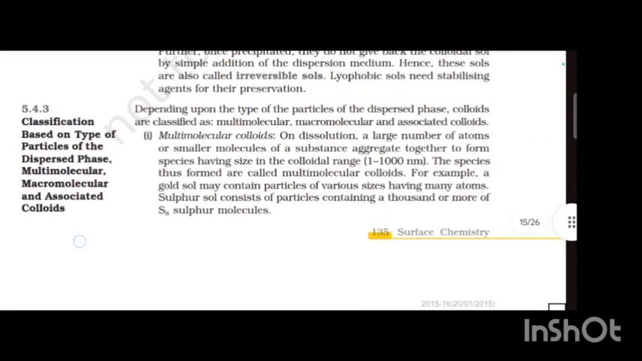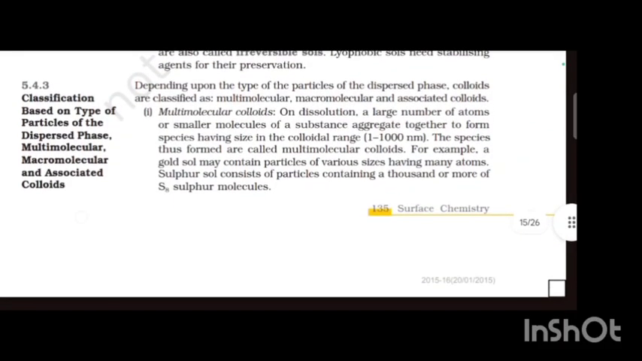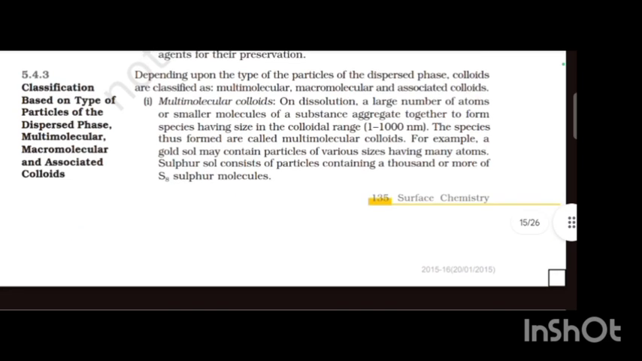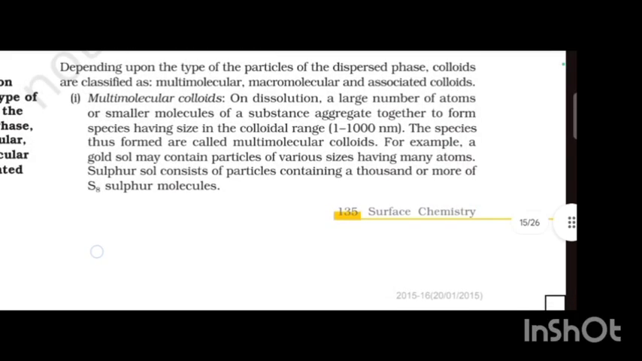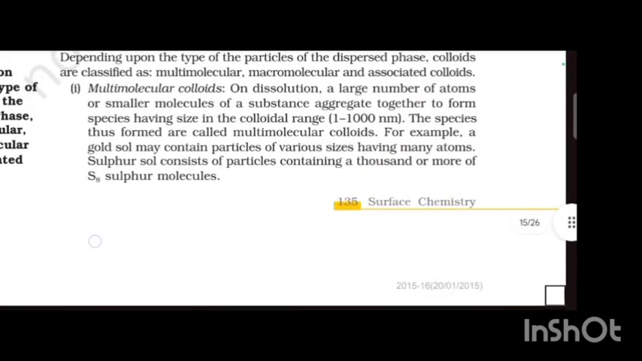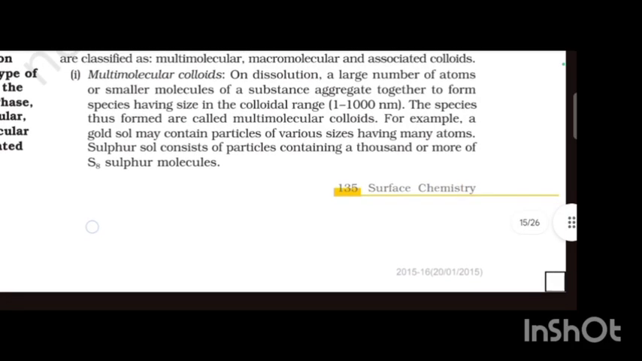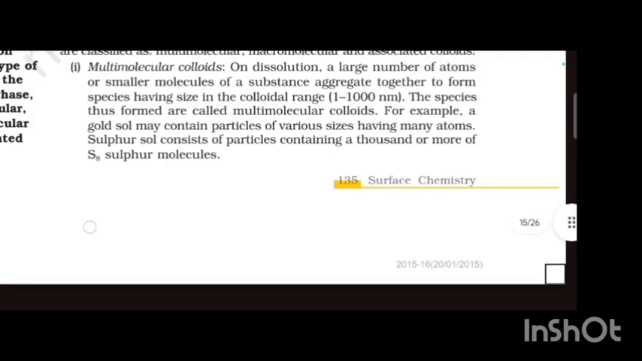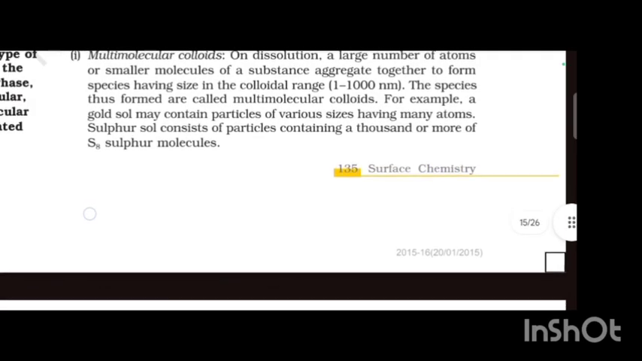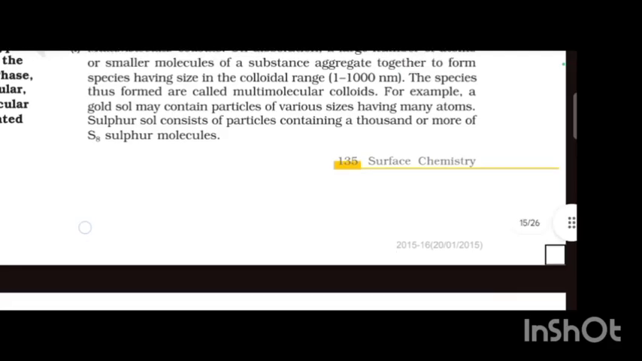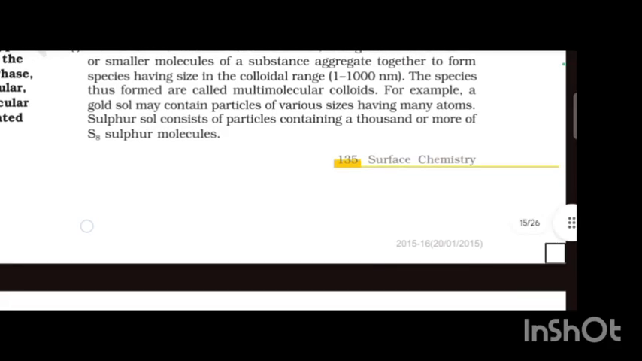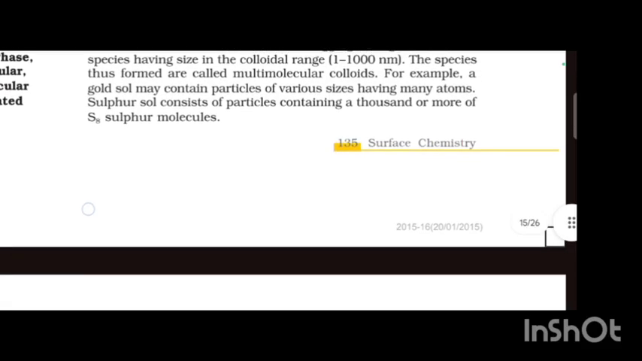Classification based on type of particles of the dispersed phase: multimolecular, macromolecular, and associated colloids. Depending upon the types of particles of the dispersed phase, colloids are classified as multimolecular, macromolecular, and associated colloids. First, multimolecular colloids. On dissolution, a large number of atoms or smaller molecules of a substance aggregate together to form species having size in the colloidal range, 1 to 1000 nanometers. The species thus formed are called multimolecular colloids.